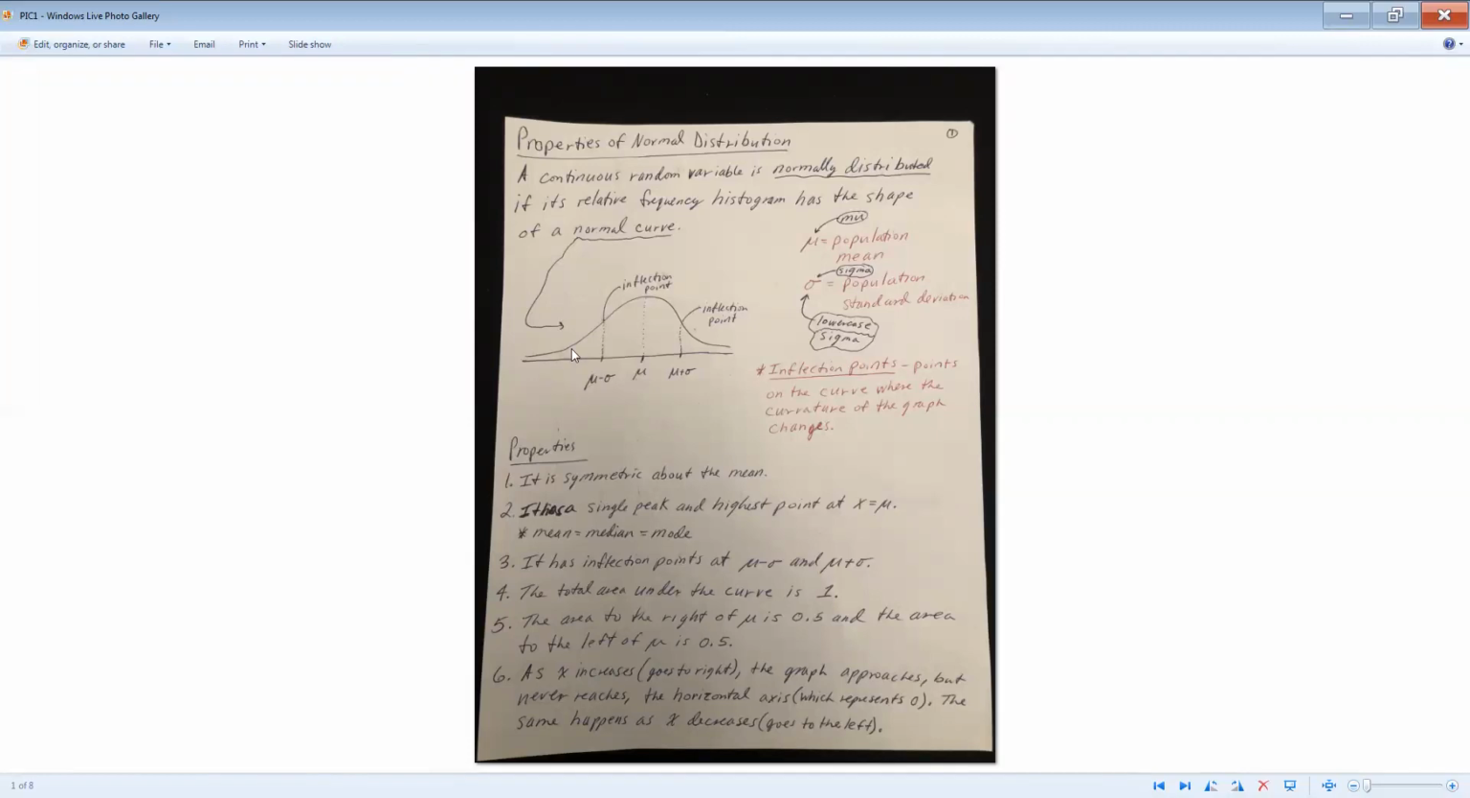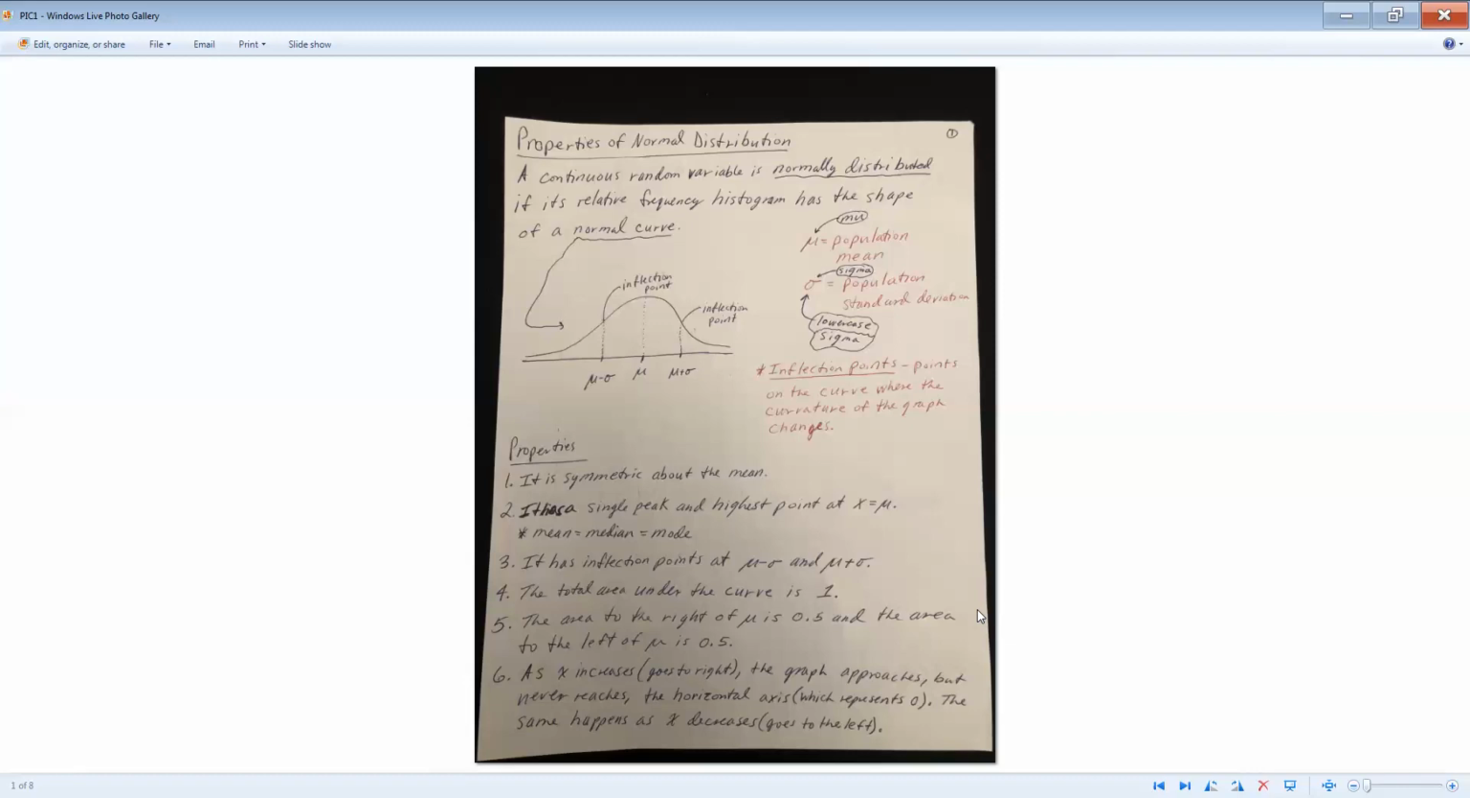The total area under the curve is equal to 1. And remember, the mean is in the middle and it reflects about the mean. So that means 0.5 of your data or 0.5 of your distribution will be to the right of the mean. 0.5 of the distribution will be to the left of the mean.